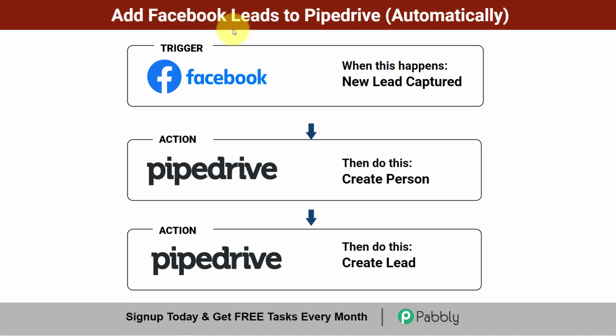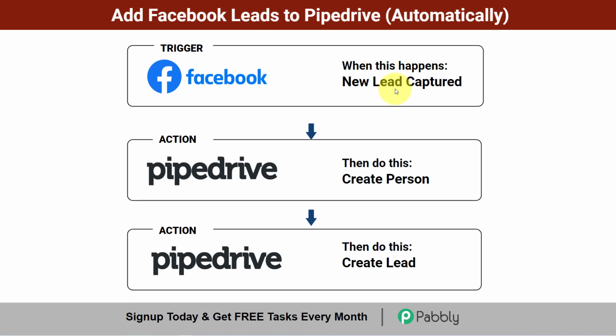How to add your Facebook leads to Pipedrive CRM automatically. So assume that you are running ads on Facebook, for which you have created a Facebook lead ad form. Now whenever a new lead is captured via that form, I will show you how a person can be created automatically in your Pipedrive CRM using the same information, and how a lead can also be created in your Pipedrive CRM using the same information.